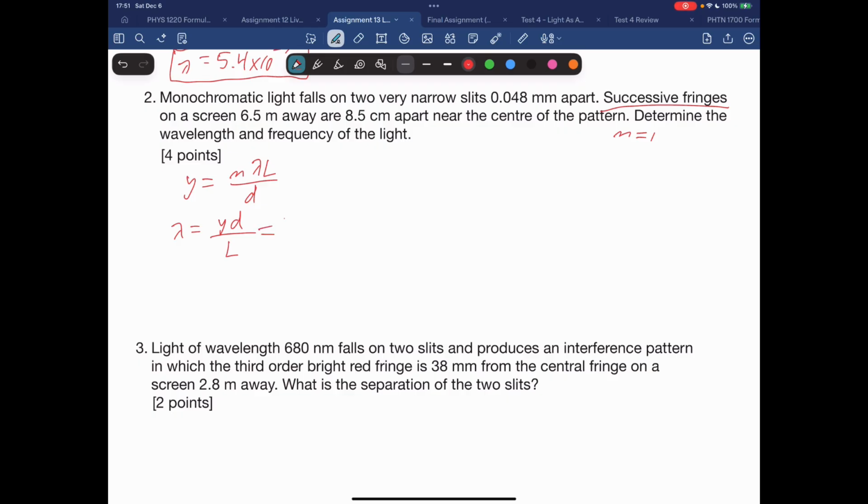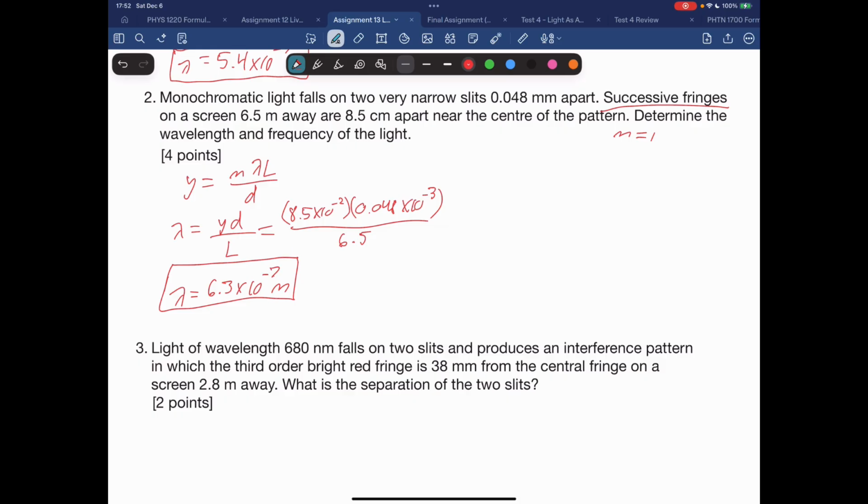Y is my 8.5 centimeters converted to meters. D is the slit spacing of 0.048 times 10 to the negative 3 to convert millimeters to meters, and L is already in meters. That is 6.5. And computing all of this gives me a wavelength of 6.3 times 10 to the negative 7. I almost wrote 3. Meters. So that is the wavelength of the light used.